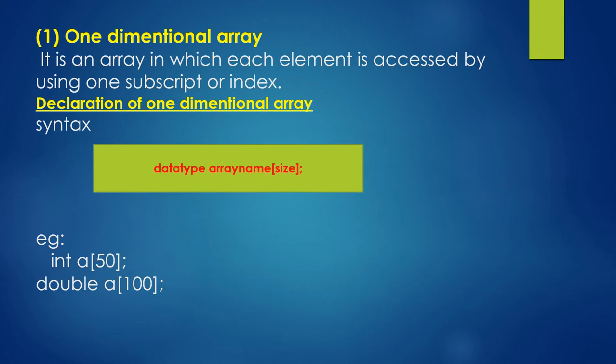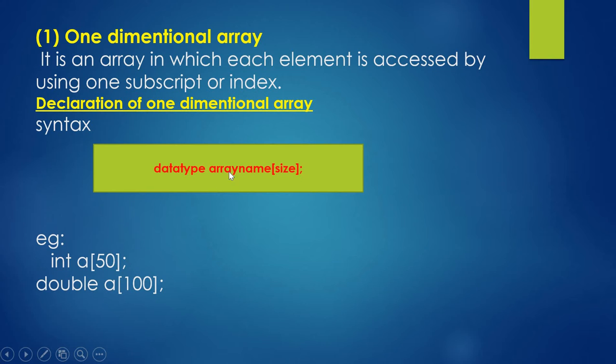First, let us consider the declaration of a one-dimensional array. See the syntax: data type, array name, size. The brackets should be square brackets. We have to specify the maximum number of elements you are going to store in that array. The data type should be any valid data type: int, float, double, char or anything.